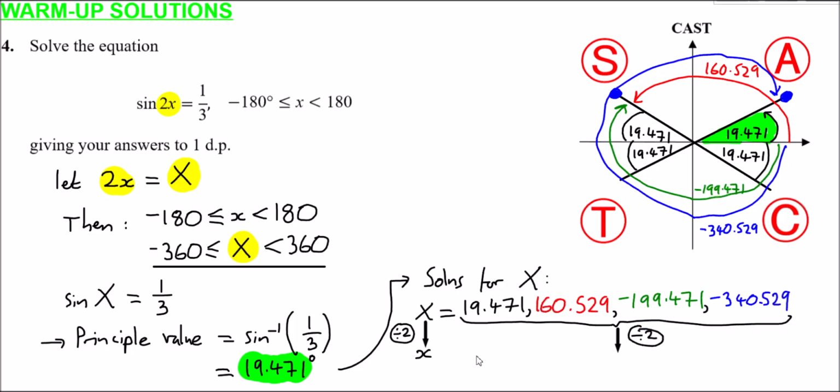So what we're going to have now is our final answers. Is little x, our smallest one here is minus 340.5. So if we divide that by 2 and give it to 1 sig fig, that becomes minus 170.3.